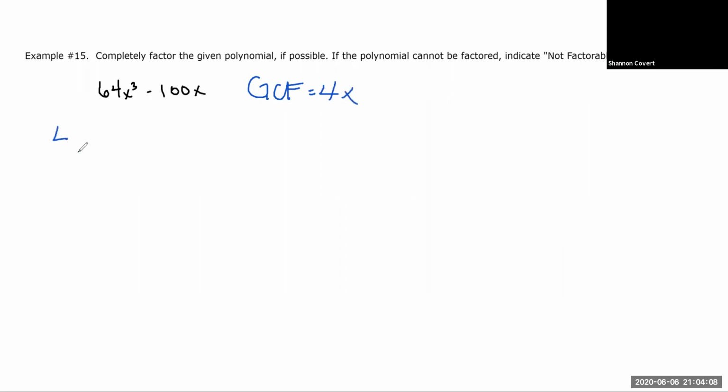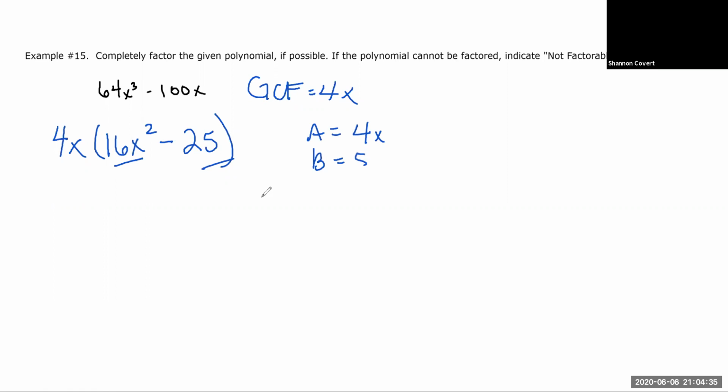So I'm going to take out my GCF, which is 4x. And that leaves me with 4 times 16x squared minus 25. Okay? Because 4 times 16 is 64, 4 times 25 is 100. All right, now 16x squared is a perfect square. 25 is a perfect square. So that's going to factor. Keep the 4x. And then I'm going to have 4x plus 5 and 4x minus 5.